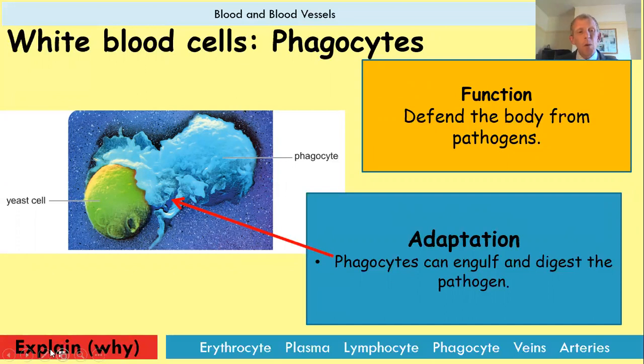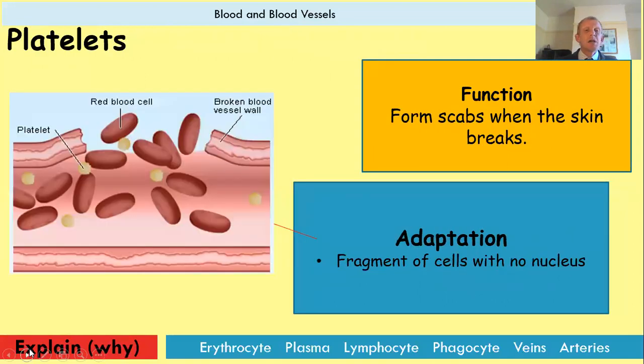So we've done a couple of white blood cells now. And again, its function is to defend the body from pathogens, and it does that by engulfing and digesting the pathogen. So we'll move on to the last of the components of blood that we're going to be looking at today, and that is the platelets.